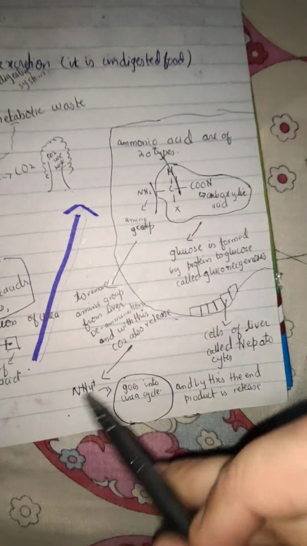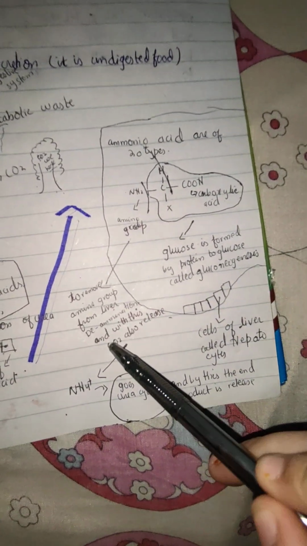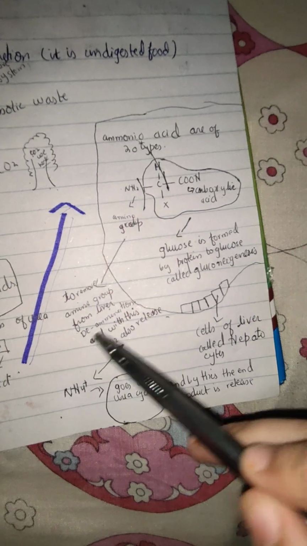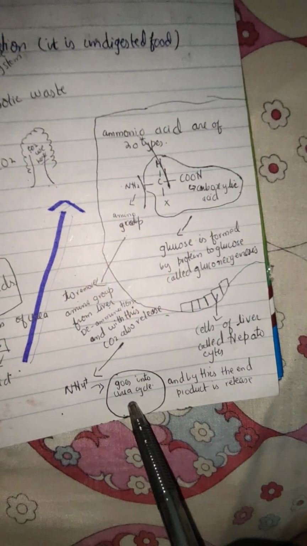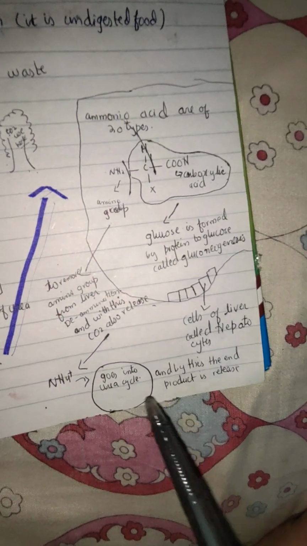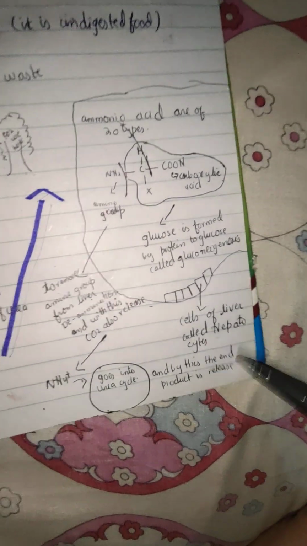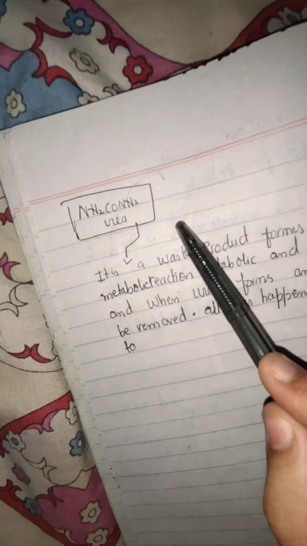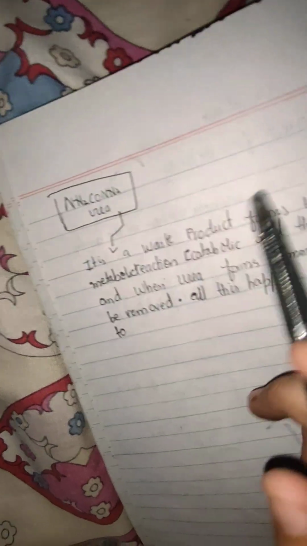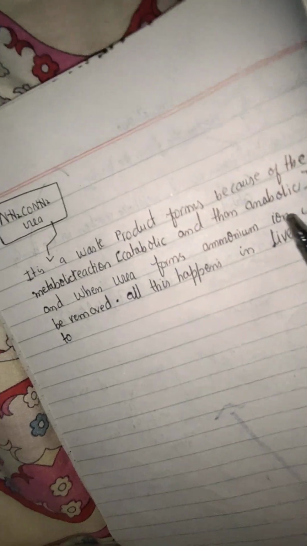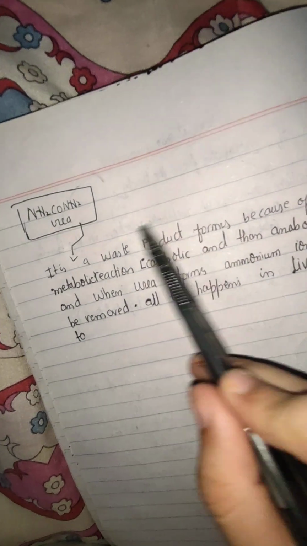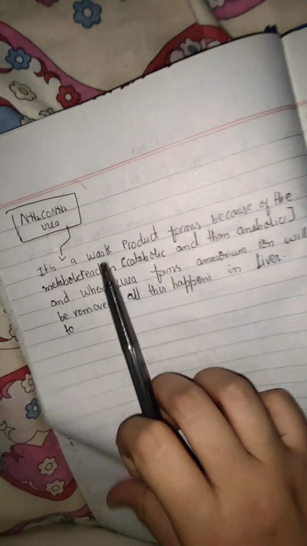So here NH4 forms when the amino group combines with carbon dioxide, and NH4 goes to the urea cycle, and by the end product of that, urea is released. The formula of urea is here. So finally the urea is released. It is the waste product formed because of the metabolic reaction. Like first here will be a catabolic reaction. How will it be a catabolic reaction?